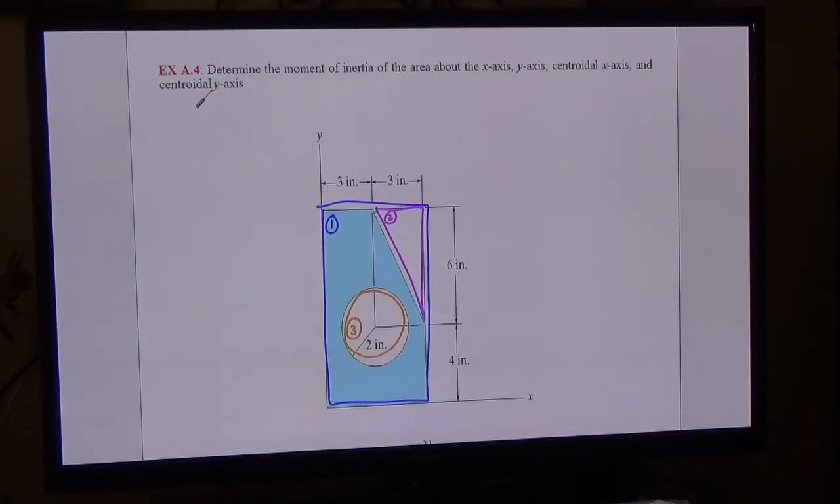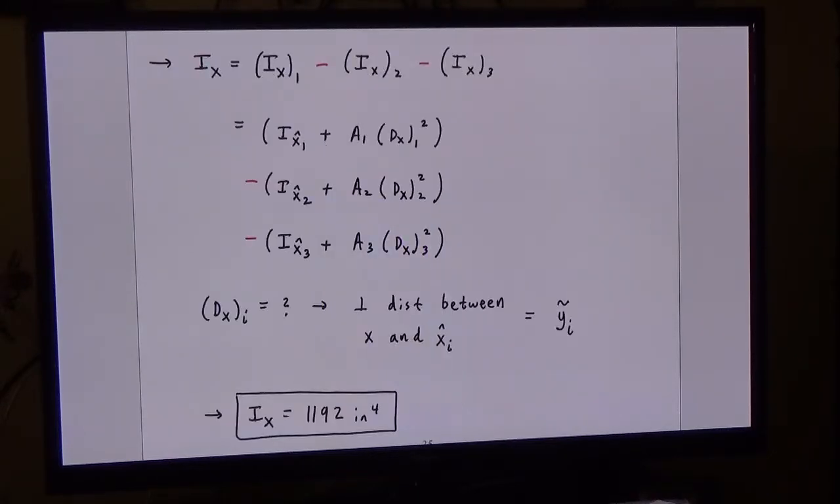Well, before we get there, let's finish the other part of the question. What's I about x and I about y? Actually, I can just use the same type of analysis that I did on the previous example. I have my composite area equation where I sum up the moments for each of the parts. In this case, notice that part 2 and part 3 are holes, so they have minus the moment of inertia.